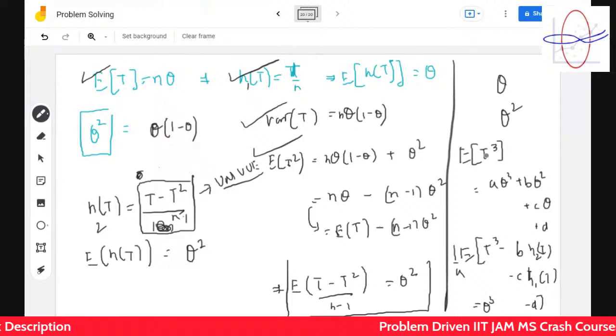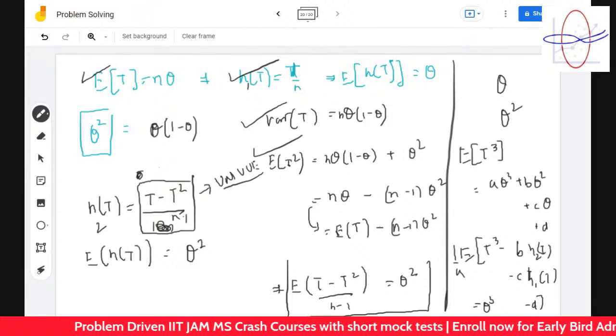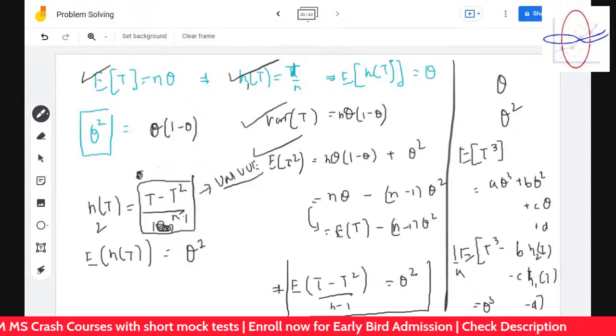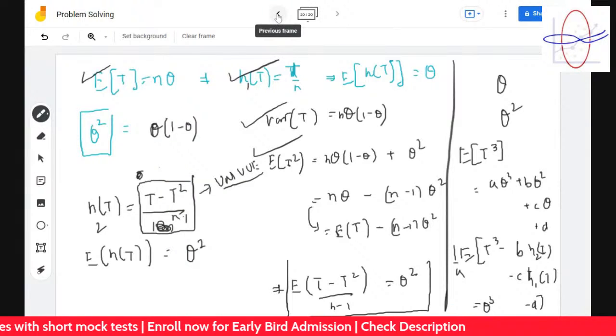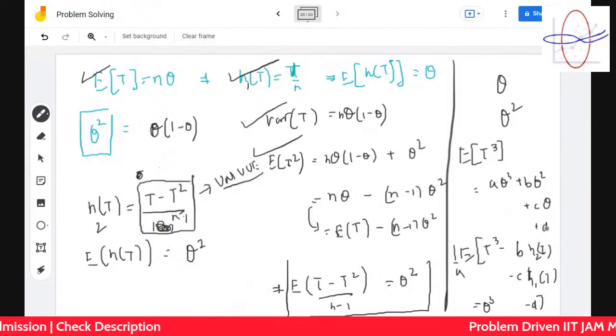Similarly, expectation of T cube. Read the question carefully. Sir, I didn't read the question carefully, sir. Okay. Similarly, here expectation of T cube can be written as a theta cube plus b theta square plus c theta plus d. Okay, you can understand it's a theta.